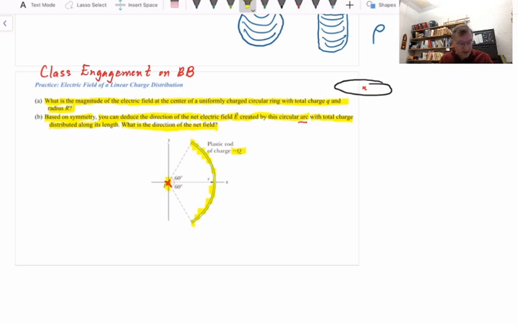So two different things. Part A is about a circular ring. Part B is about a circular arc. And those answers you put on Blackboard. And of course, we'll be applying this in our class time as well.